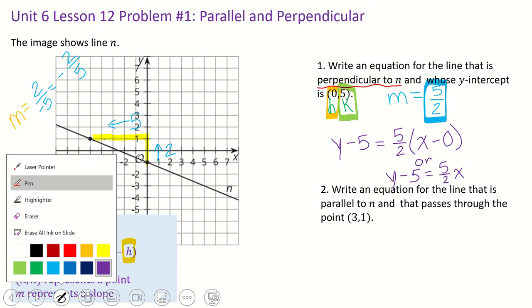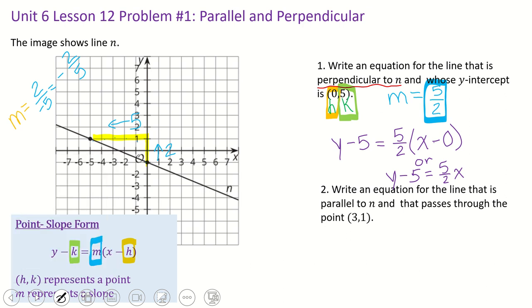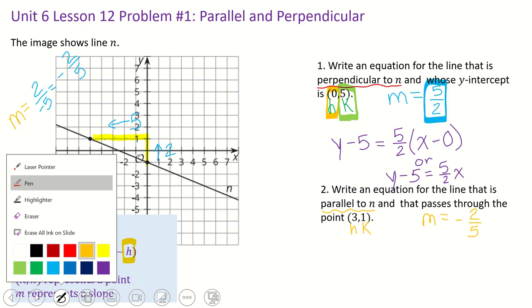All right, let's take a look at part 2. Part 2 says, write an equation for the line that is parallel to n and goes through the point (3, 1). So again, the first thing I'm going to do is label my point as h, k, and now I'm going to figure out my slope. Well, in this case, for a parallel line, remember that parallel has to be the same slope as the original.